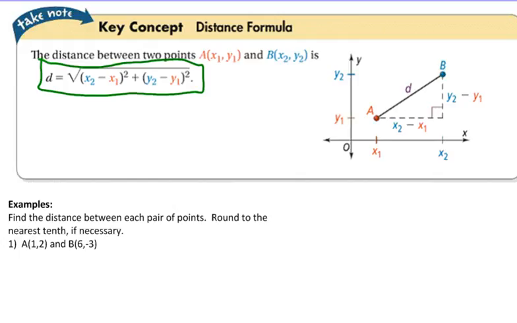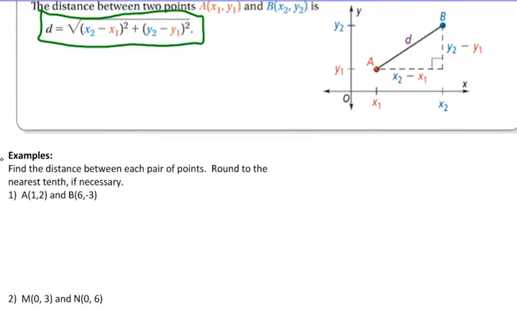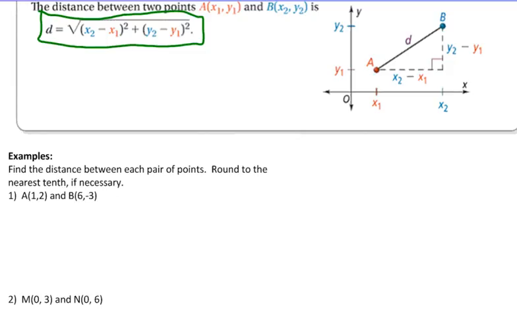So just so that you have a better understanding of how that even makes any sense, I'll show you how it works. So example number 1, find the distance between each pair of points, round to the nearest tenth if necessary. So we have the first x, so this is x1, x2 is over here, y1, y2, just like always. And we're simply going to just plug into the formula.